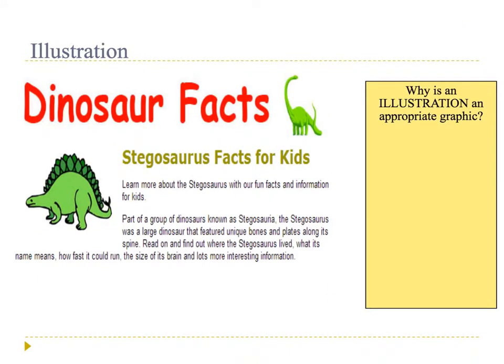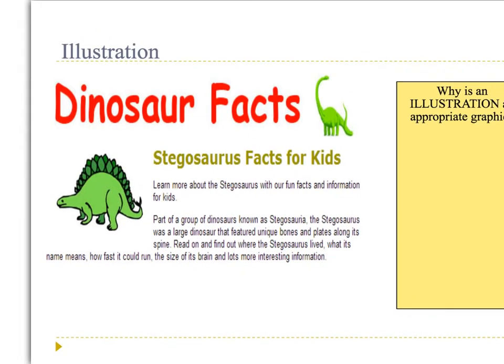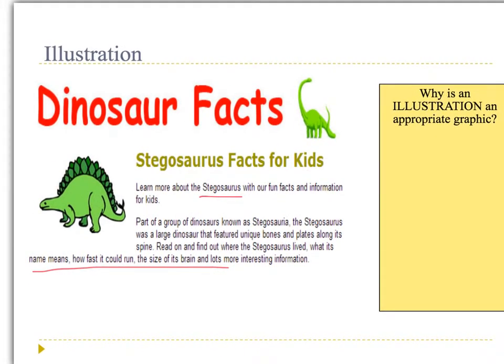Okay, so why is an illustration an appropriate graphic for this text? I see that the text is talking about stegosauruses, which are dinosaurs. It talks about this type of dinosaur and gives some information: what the name means, how fast it could run, the size of its brain, etc. So I want you to tell me now, why is this illustration an appropriate graphic? Pause it, please.